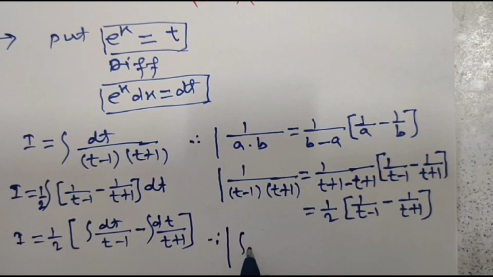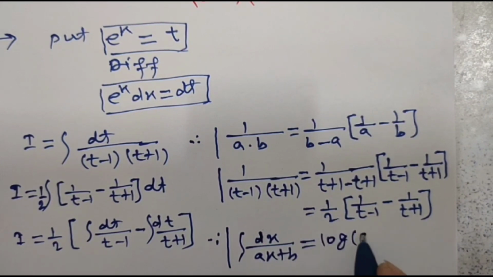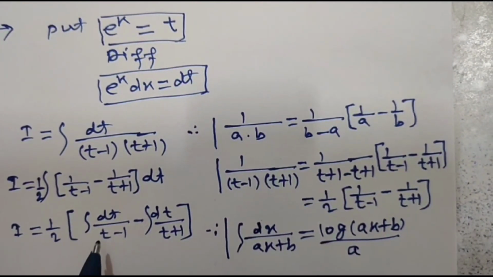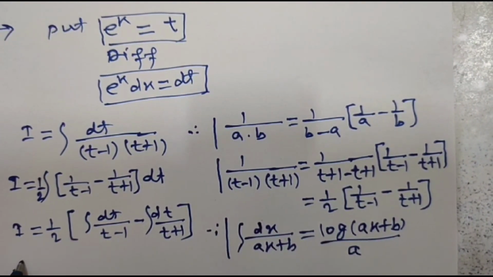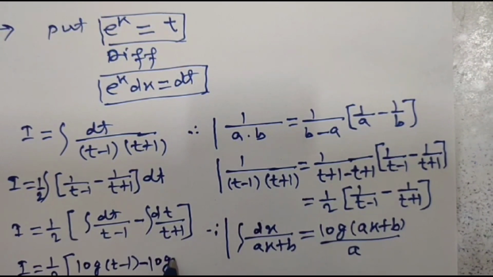The integral of dx upon ax plus b is equal to the logarithm of ax plus b divided by the derivative of ax plus b, which is a. Applying this formula for both of these two integrals, I is equal to 1 upon 2 into bracket logarithm of t minus 1 minus logarithm of t plus 1, plus integral constant c.